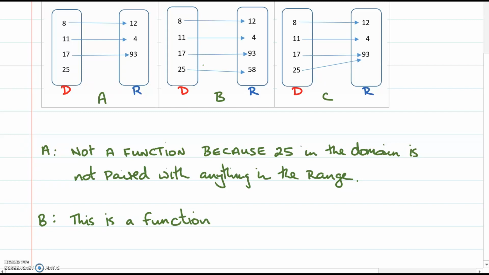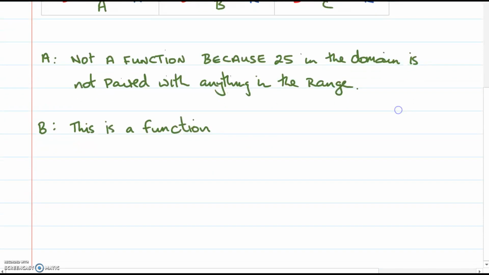The next question is, is it one-to-one? Well, it's one-to-one as long as no two of these arrows are going to any single element in the range. Are they all going to different elements? Well, the 8 goes to the 12, the 11 goes to the 4, the 17 goes to the 93, and the 25 goes to the 58. Okay, every arrow goes to a different element. That means it's one-to-one.